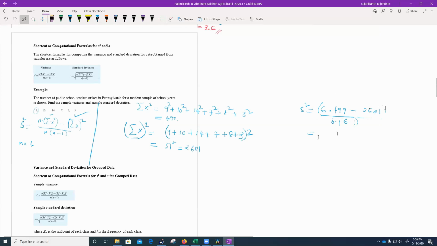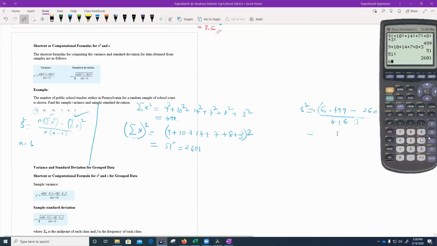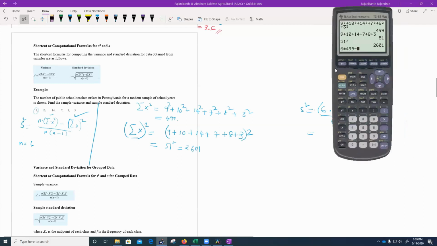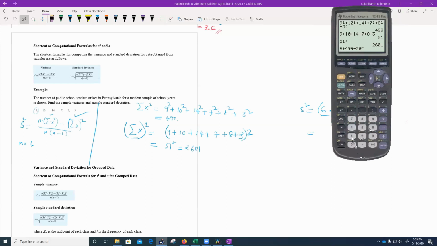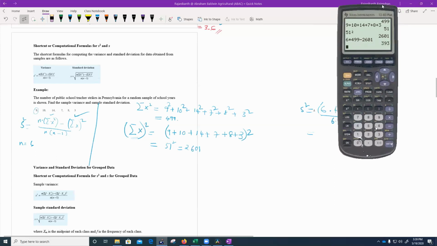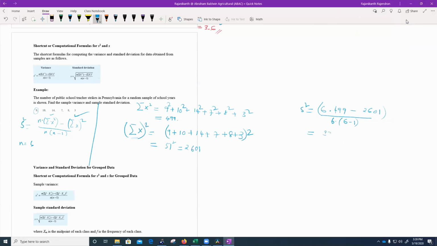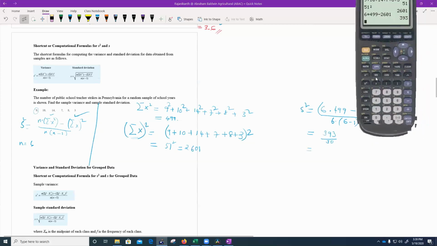Let us type the numerator first, which is 6 times 499 minus 2601. Find this answer first, which is 393. That is my numerator. Now 6 times 6 minus 1 is 5, and 5 times 6 is 30. Now 393 over 30 is my sample variance. 393 over 30 is 13.1.